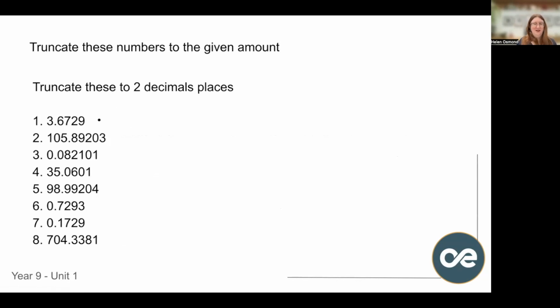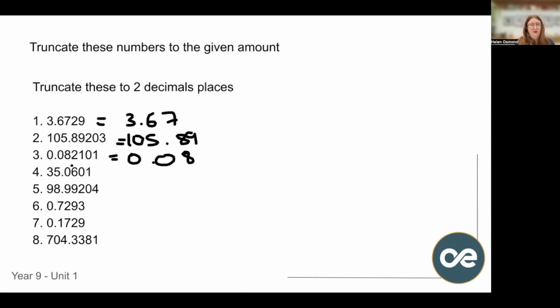Brilliant. Okay, let's crack on then. I might just do these all in the same color to keep this going. 3.67. It's not going to be rounded. Doesn't need to be rounded. 105.89, not rounded. 0.08, again, not having to worry about rounding on that one because it's rounding down. 35.06. This would be 98.99. Now, 6 is when we're going to see the difference. All of these have just been chopped. We would have rounded down to 2 decimal places.